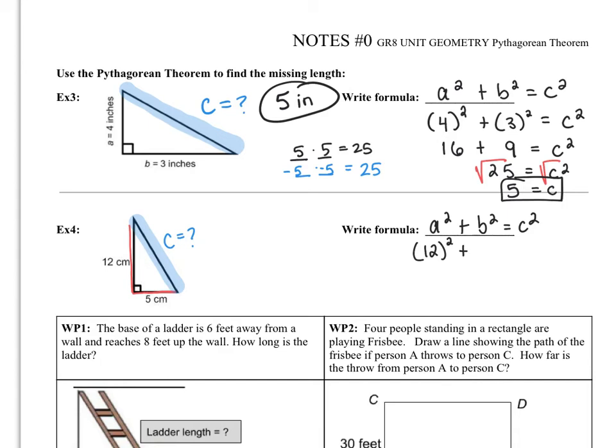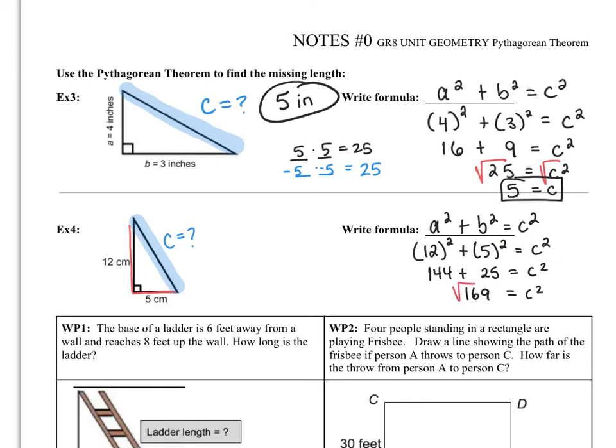So I could do 12 squared plus 5 squared, or I could do 5 squared plus 12 squared. It won't matter because after I square these numbers, I'm adding, and adding is commutative. So 12 squared needs to do 12 times itself, which would get me 144. 5 times 5 is 25, equals C squared. 144 plus 25 is 169, equals C squared.